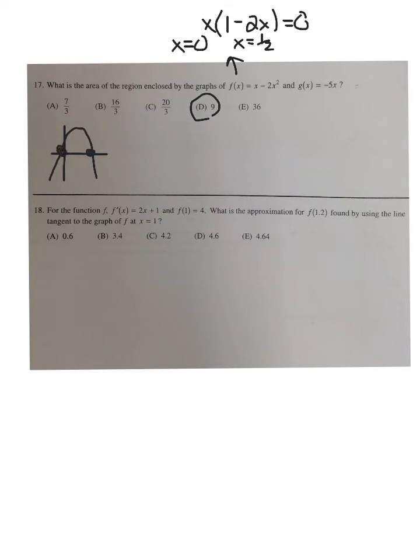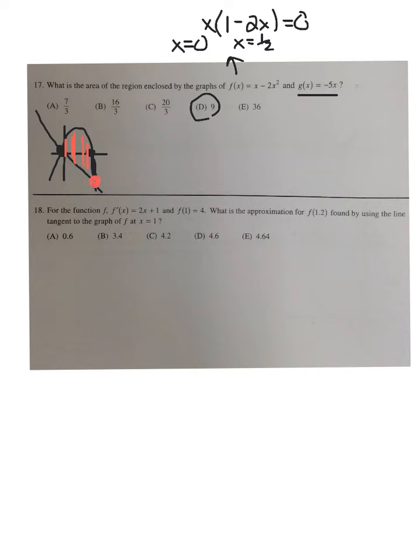Okay, and then I have the line y equals negative 5x, and that's going to go through the origin, and it has a slope of negative 5, so it's going to be kind of like that. Now we want the area enclosed between those two graphs, so we're looking for this space in here. So I know that my left bound is (0, 0), but I'm not really sure where this is.